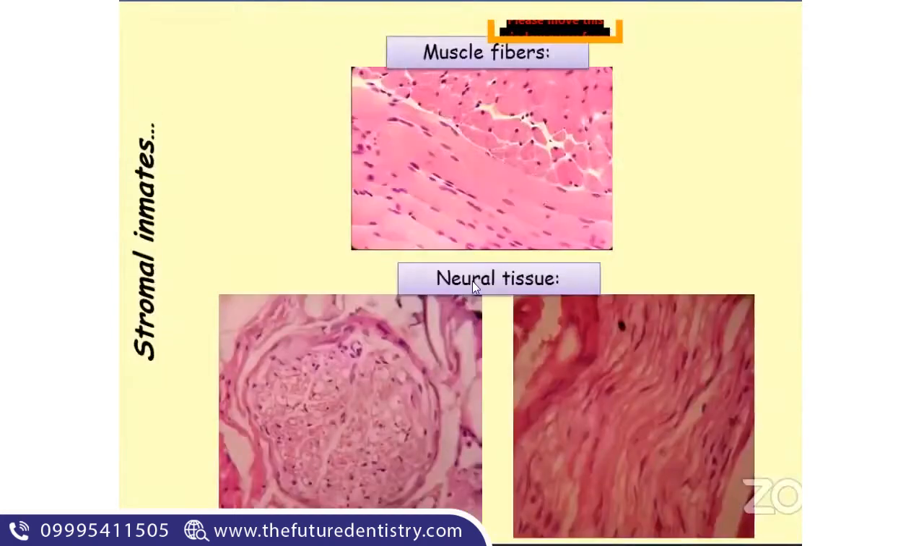Other stromal elements include your muscle fibers, which appear like so, in longitudinal sections like strands like this, and in transverse sections, polygonal in fashion with peripherally placed nuclei. Again, the main tissue is eosinophilic, while the nuclei are hematoxophilic.